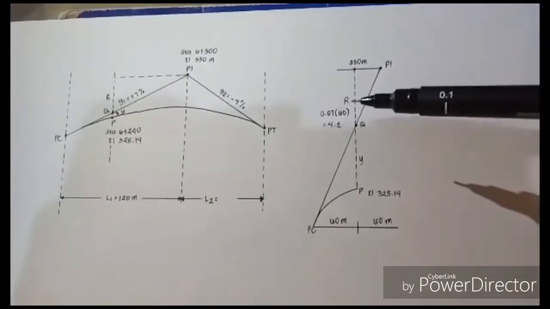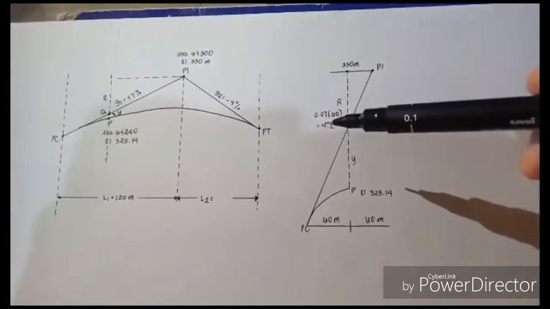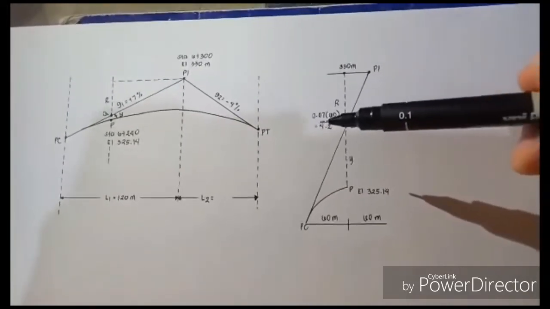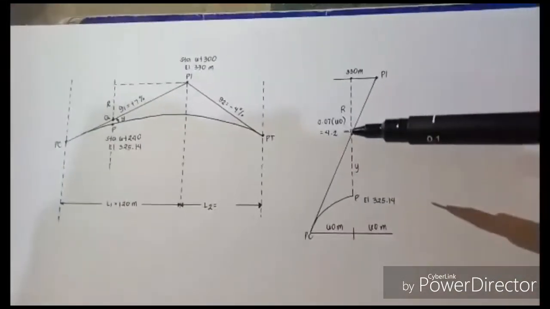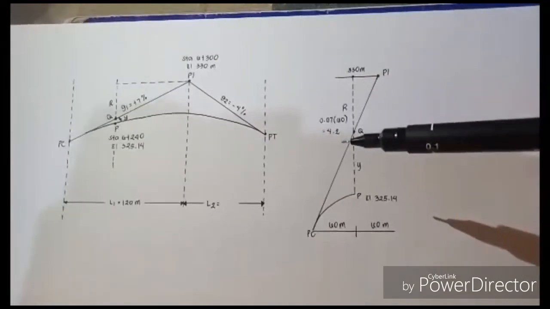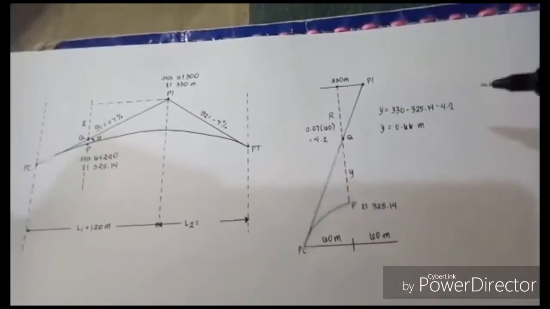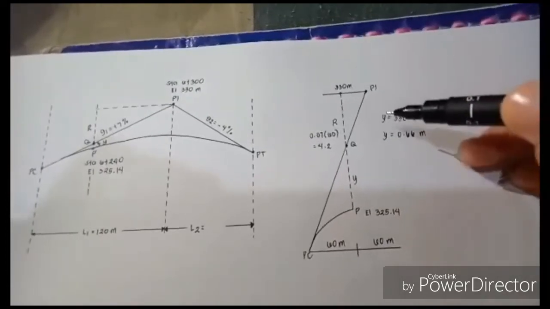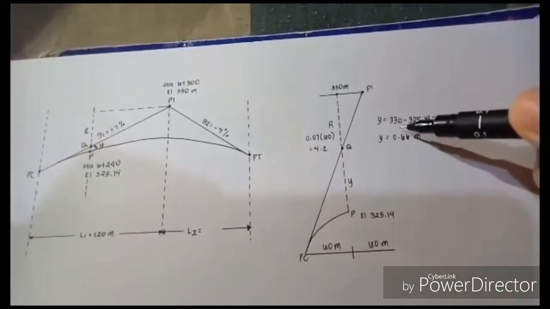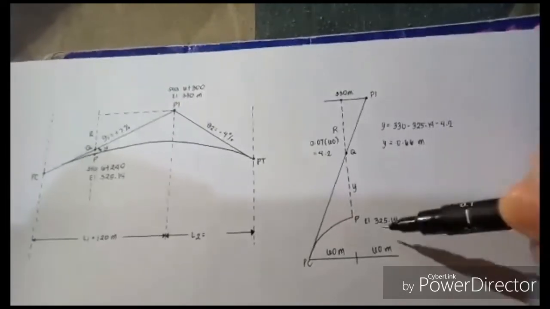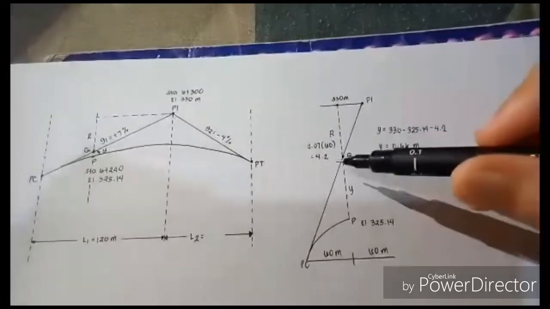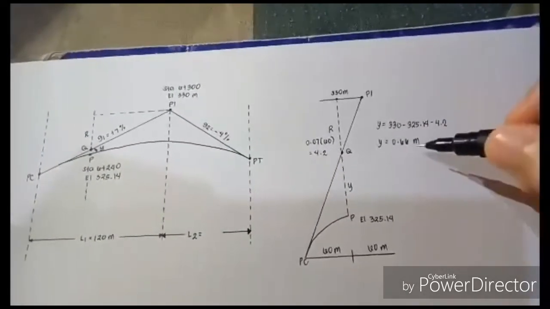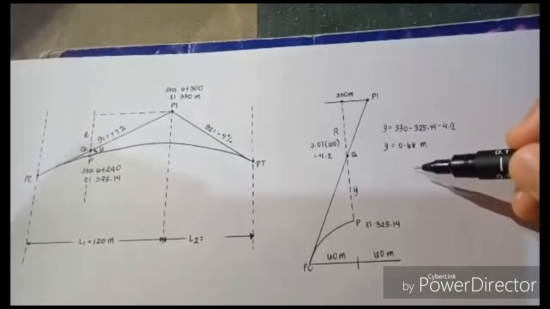Then we have labeled it as R, which is the value of R is, since the G1 is 0.07, we will multiply it by the half of L sub 1, which is 60, right? So the result is 4.2 meters. And for us to get the value of Y, we just have to use the elevation of PI, which is 330 minus the elevation of P, which is 325.14 minus the value of R, 4.2. And now, the Y is 0.66 meters.